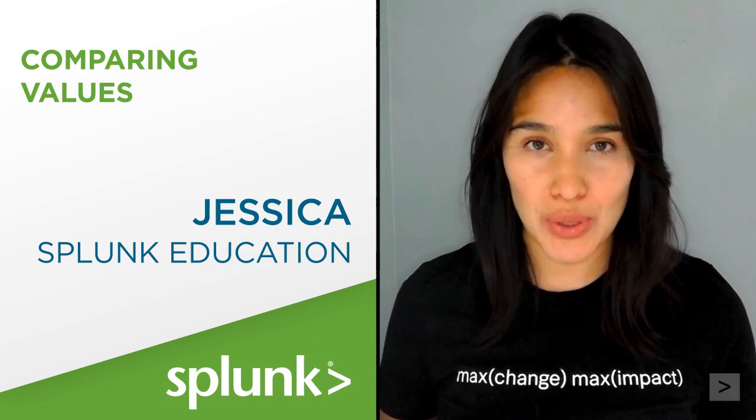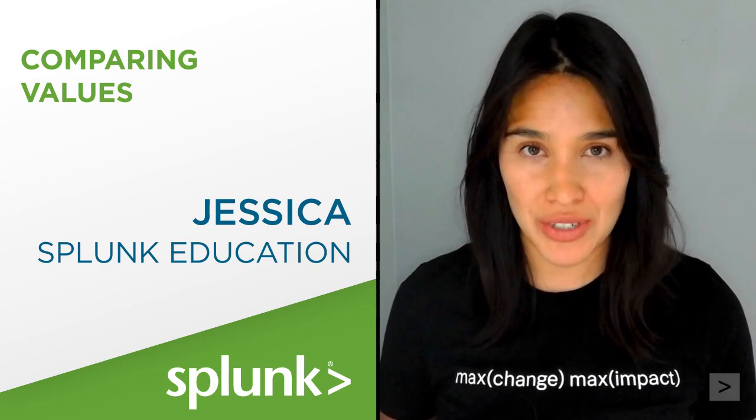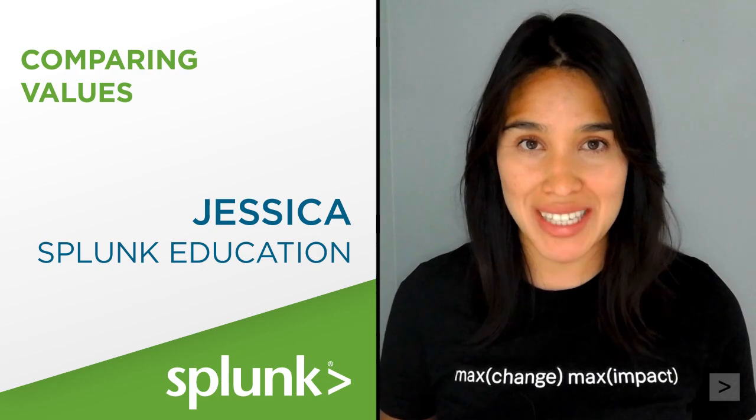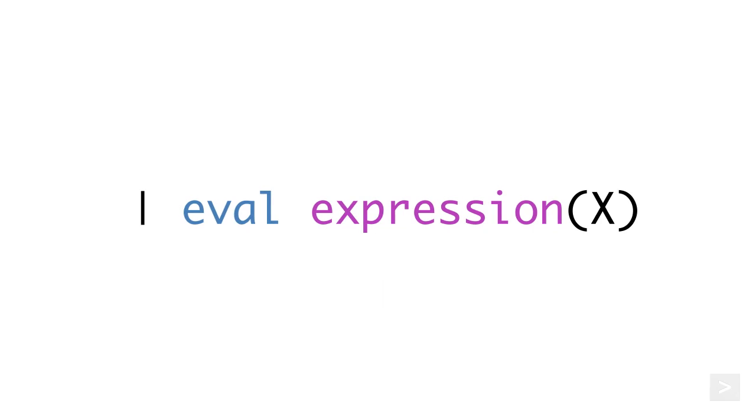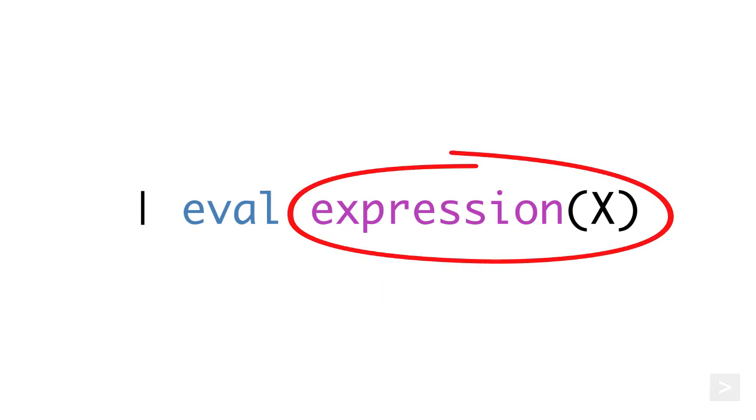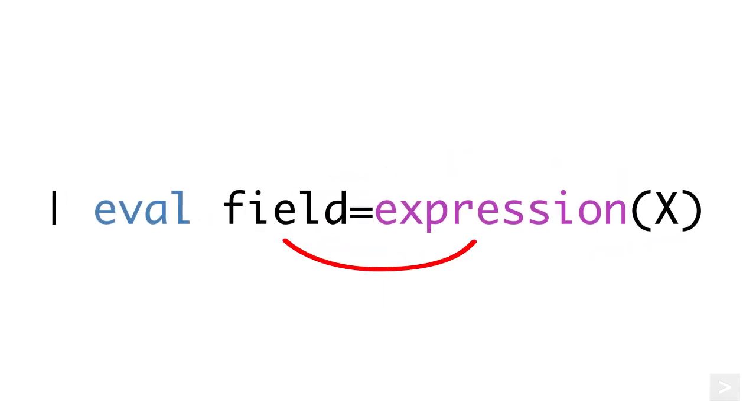In this module, you will learn how to compare values in your data using conditional statements and commands. We'll begin with the eval command. The eval command calculates an expression, then puts the resulting value into a new or existing field, which can be reused in the search pipeline.